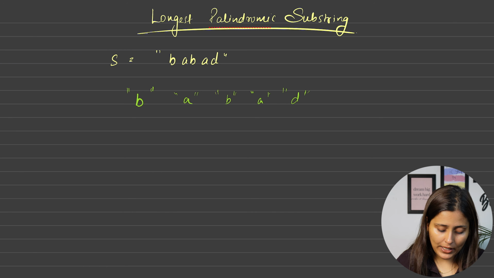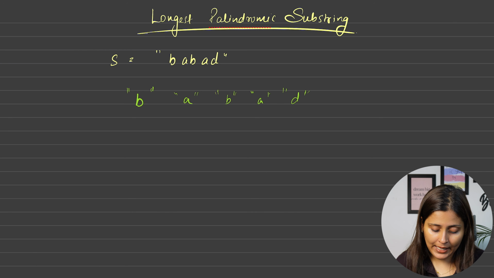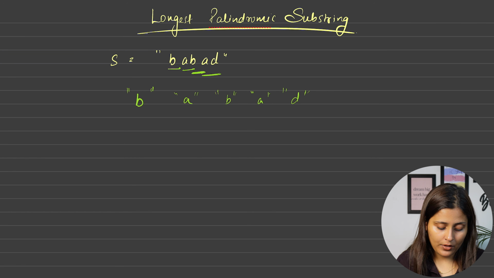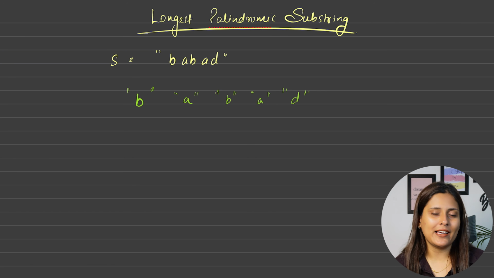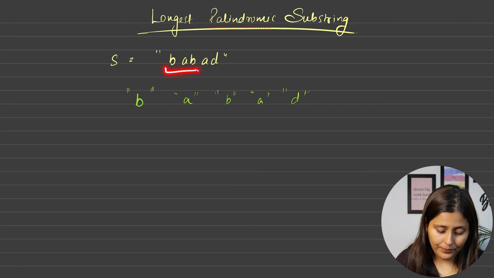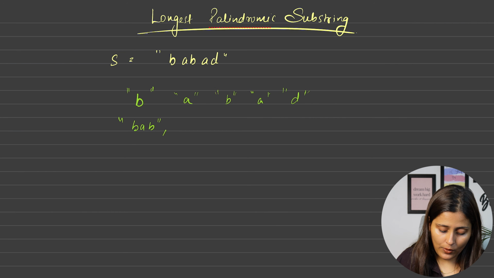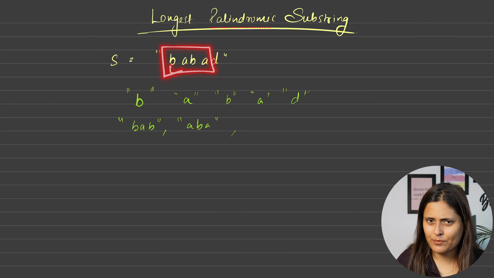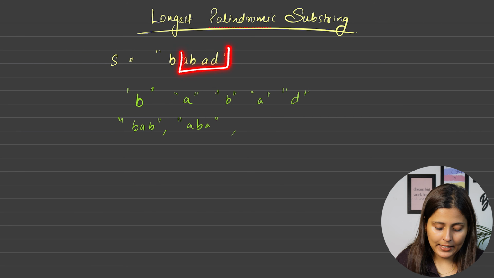Now for length 2: BA, no; AB, no; BA, no; and AD, no. So for length 2, there are no such palindromic substrings. Now let's see for length 3. BAB, yes, it is a palindrome. Now ABA, yes. Now BAD, no. Now for length 4, BABA, no, it is not a palindrome. ABAD, no, it is not.